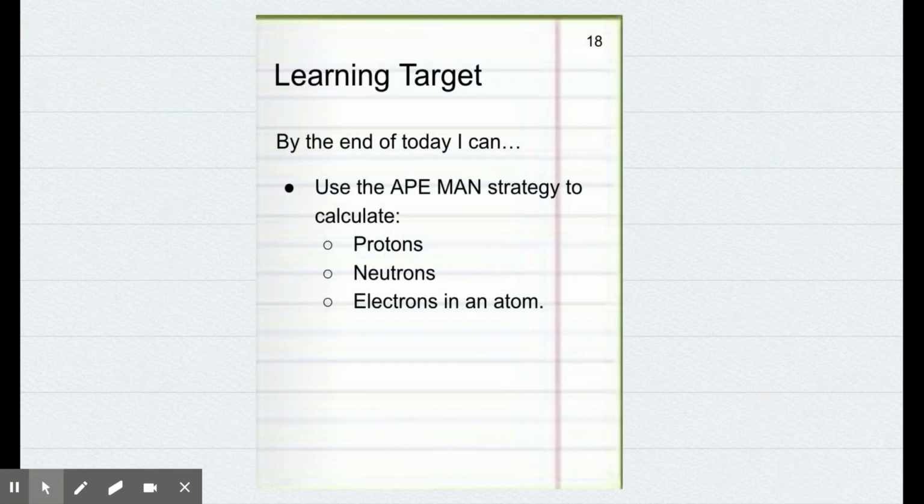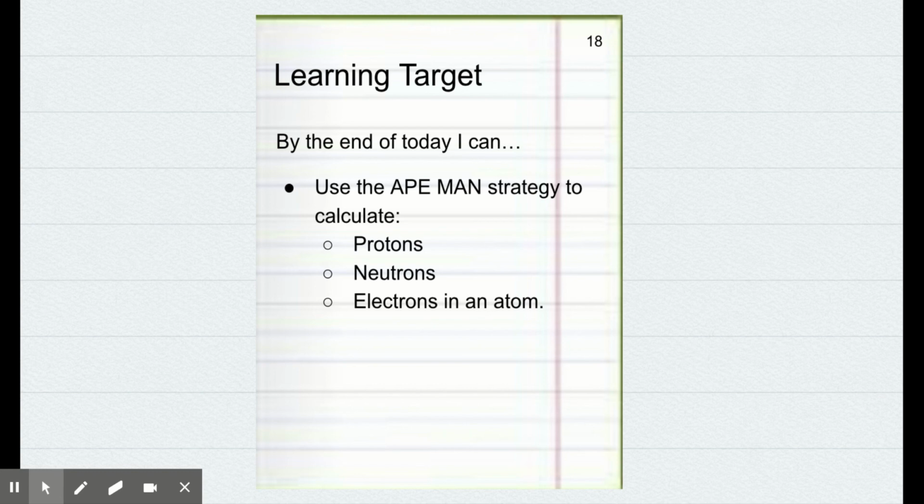So now what we're going to be doing is using a strategy called ApeMan to calculate the number of protons, neutrons, and electrons in an atom. So now we're going to start using periodic tables this week. We're going to be using some strategies. And so you need to know what I'm talking about when I talk about protons. You need to understand neutrons and you need to understand electrons.